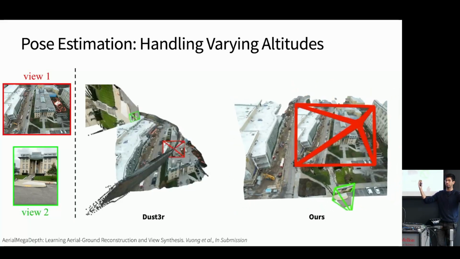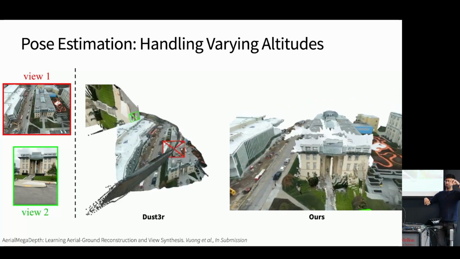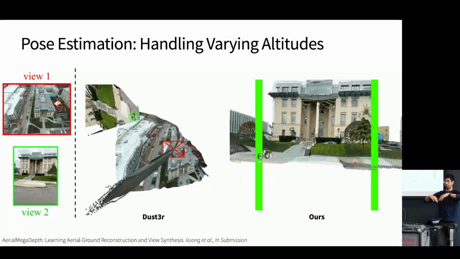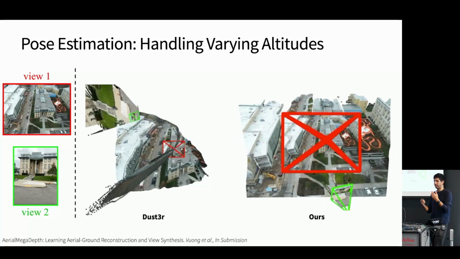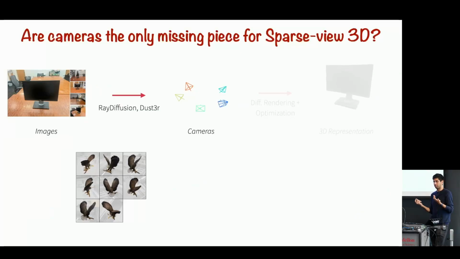Given just these two images, our system can tell you, okay, this particular image is taken from here, this one is taken from the ground, here's the geometry that you see. So we've made a bit of progress in being able to register these cameras. And so systems like ours, unlike classical systems, given a small number of images, can give you pretty accurate cameras. But it turns out that's not the only issue.